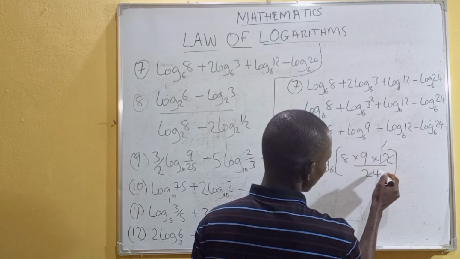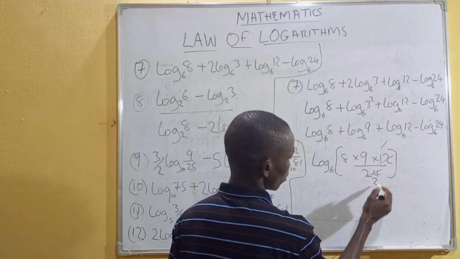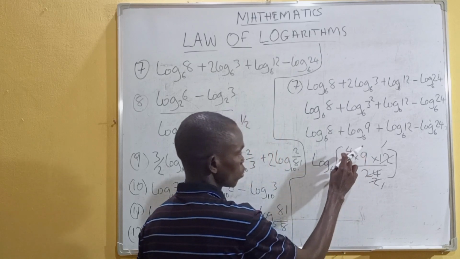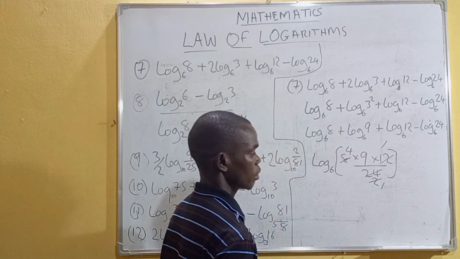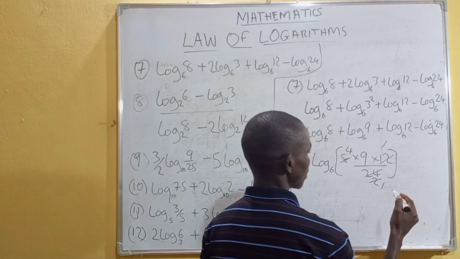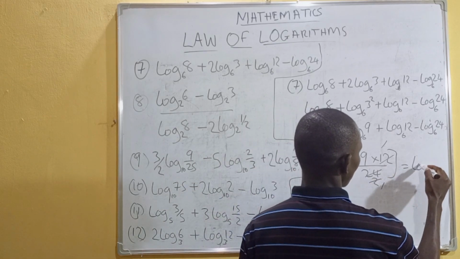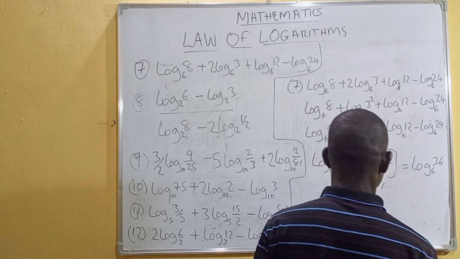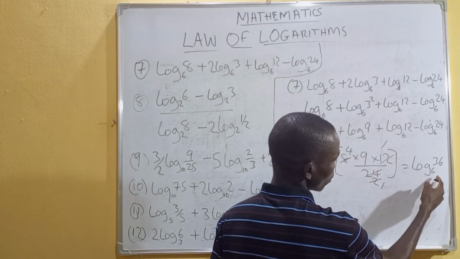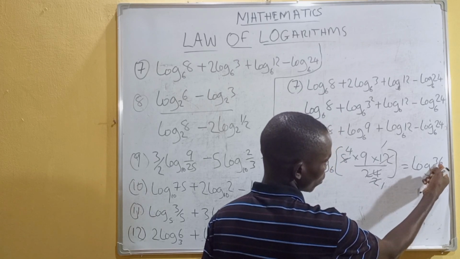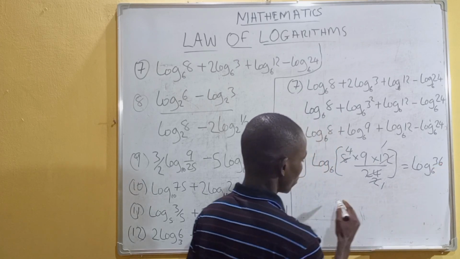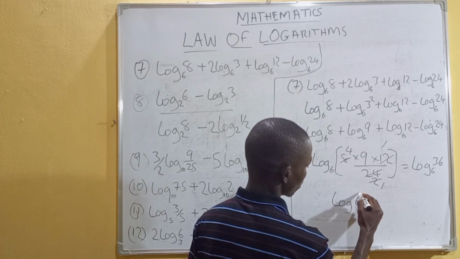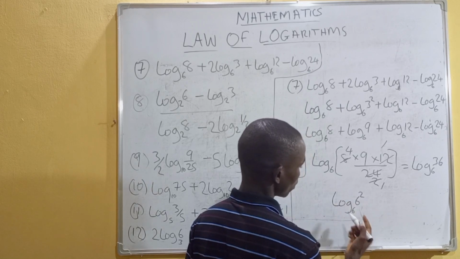So 12 here we have 1, 12 into here we have 2. 2 here we have 1, 2 here we have 4. So 4 times 9 we now have 36, which is equal to log 36 with a base 6. Now we can simplify this to have the same log number and base number, which will now be log 6 square to base 6.